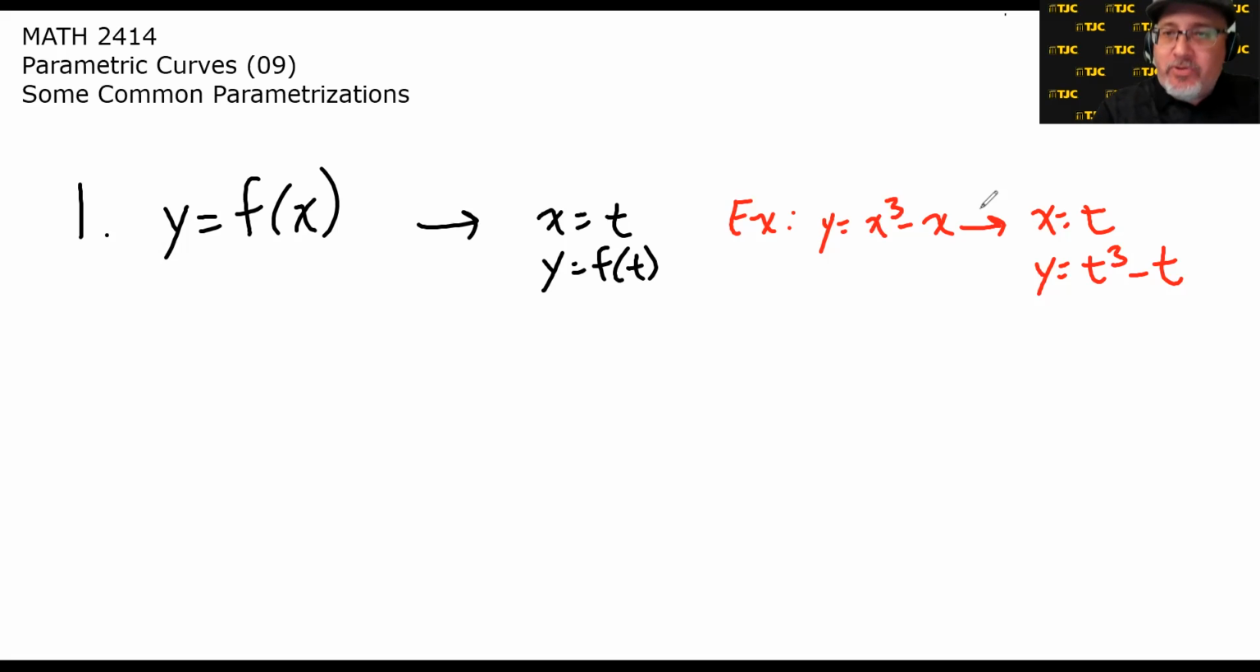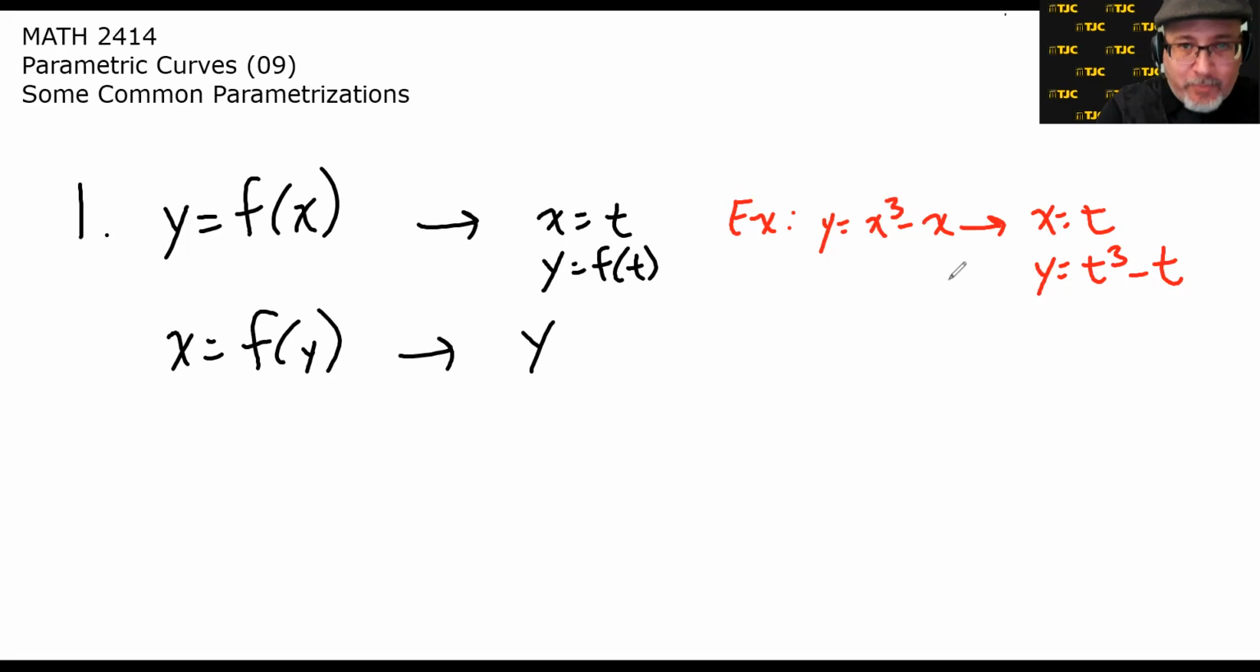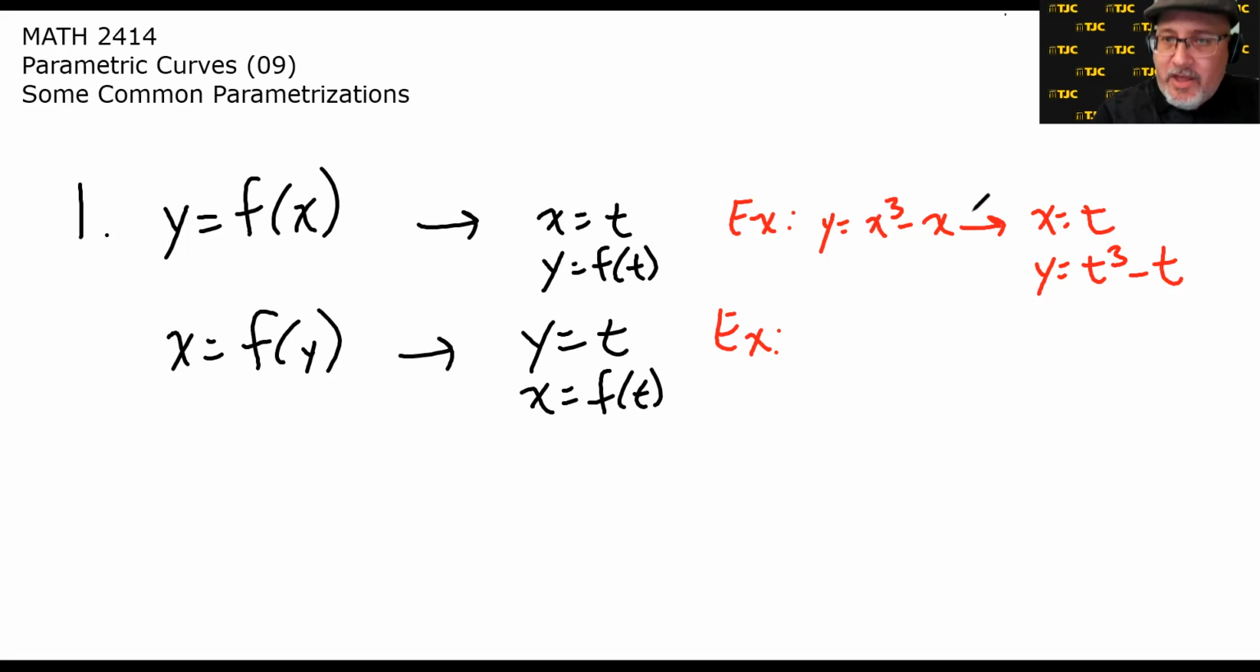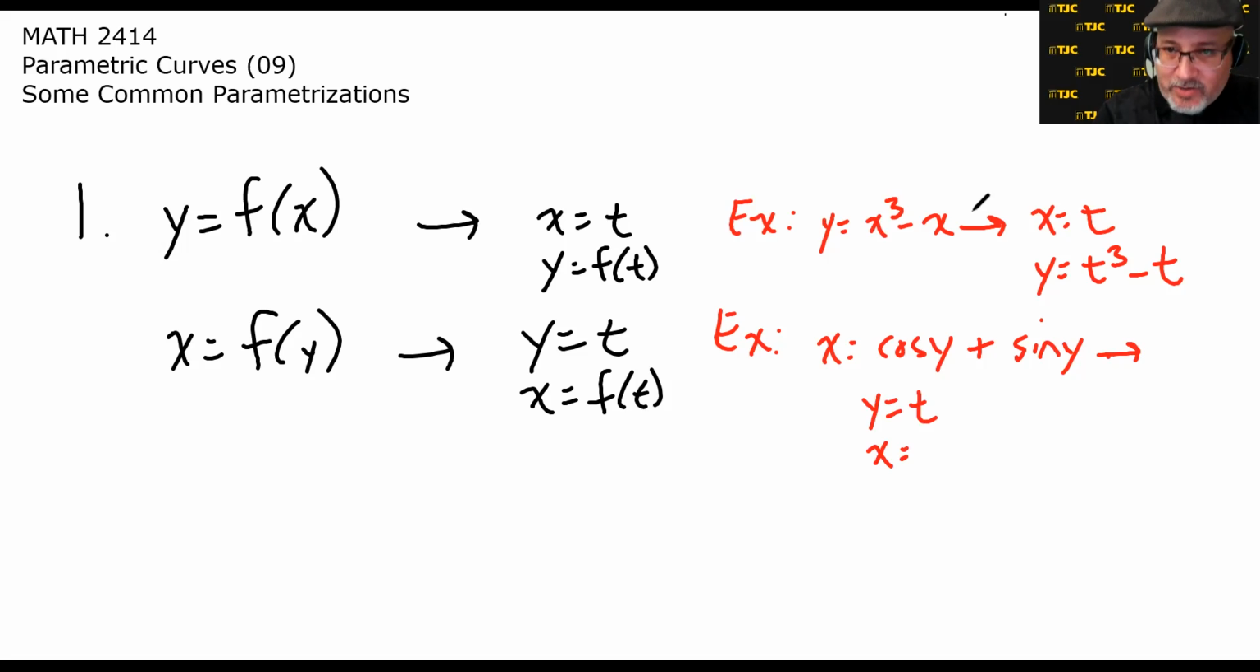You can also do this if you have x equals f of y. Then you can just say that y is the parameter and x is equal to f of t. So for example, if we had x equals, we'll say cosine of y plus sine of y, then you could say y equals t and x equals cosine of t plus sine of t.